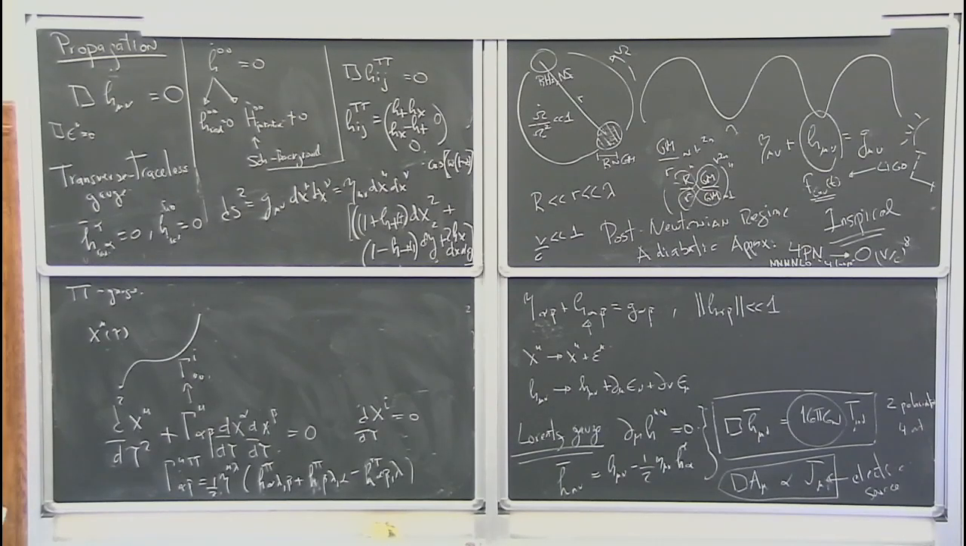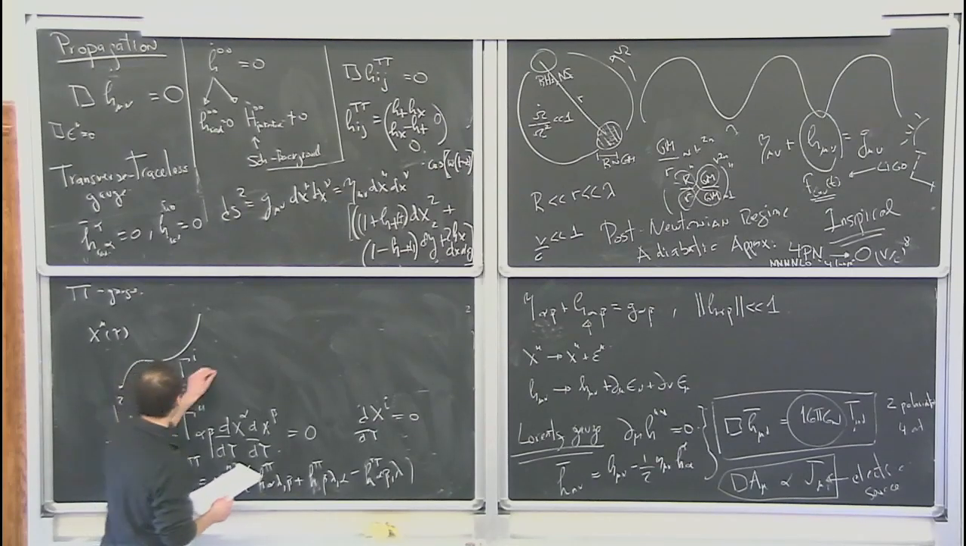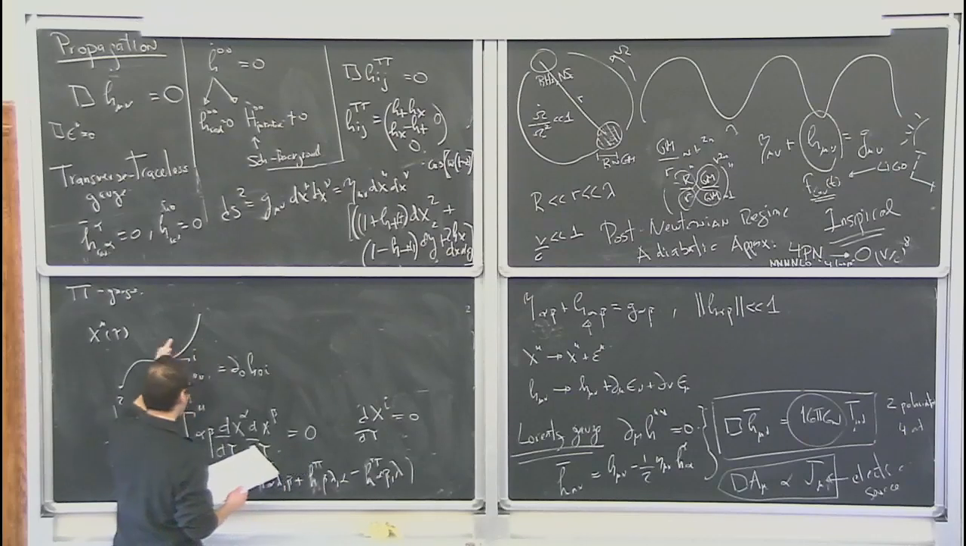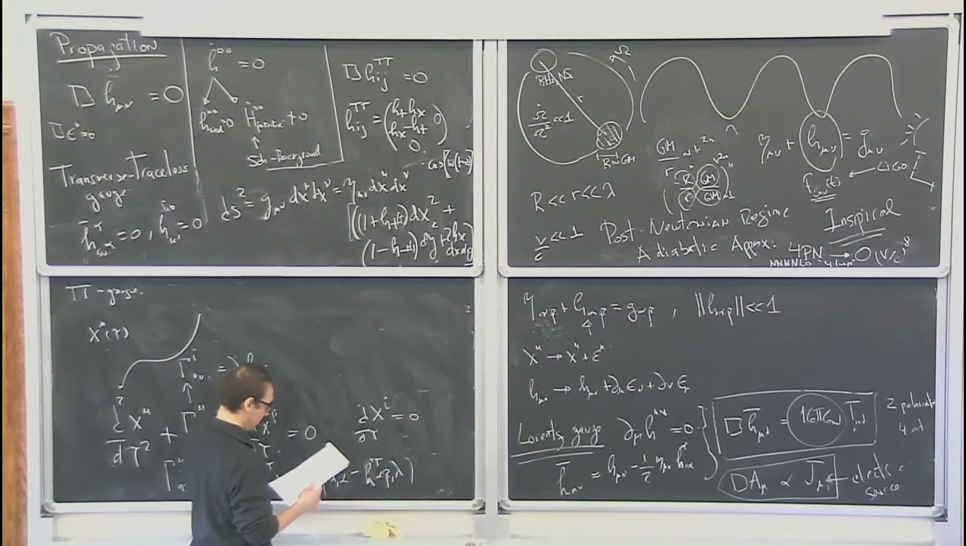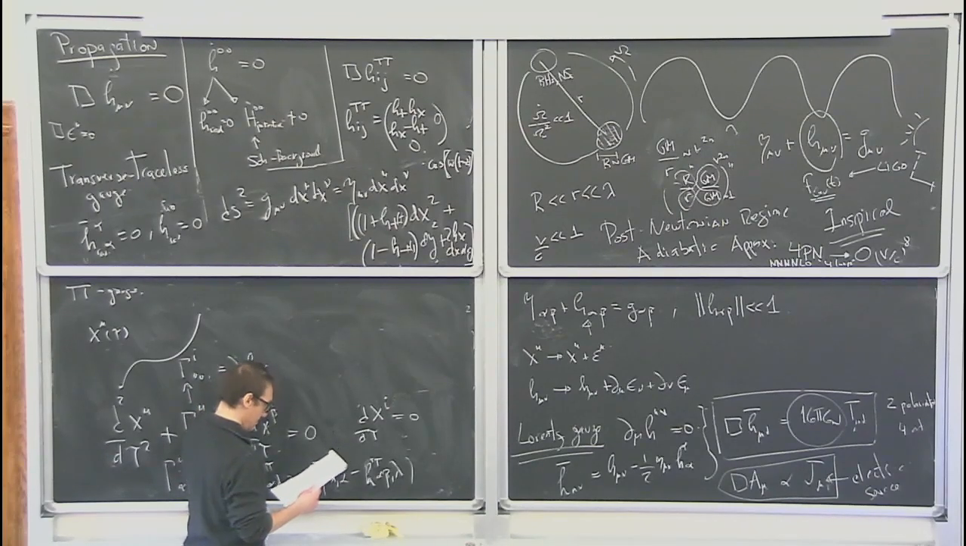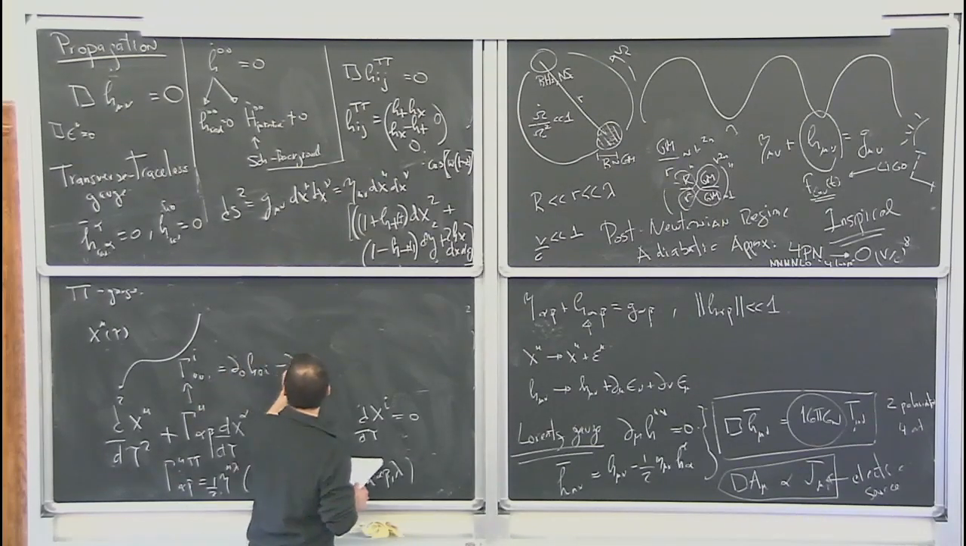But in the TT gauge, this is the 0 of h0i. The up and down indices you fix, because the signs are going to come out wrong because of my minus convention, but I just don't want to waste time on that. Minus di, and this is 0.